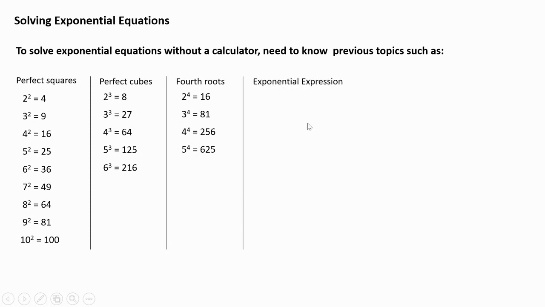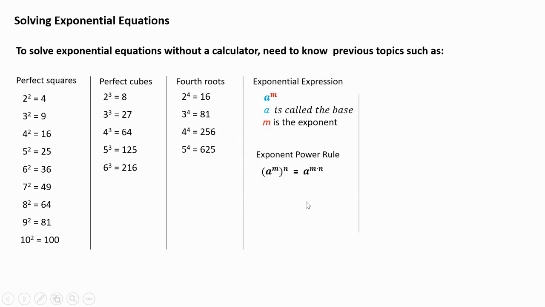Okay, so exponential expression. You have to know that a to the m, right? A is called the base, and m is called the exponent. You also have to know the exponent power rule, which means when you have a power raised to another power, you multiply the powers. And this is something that I believe you're learning also in 0324.